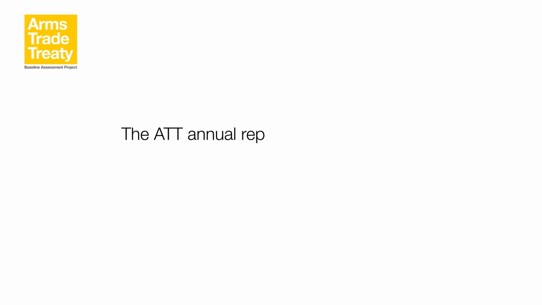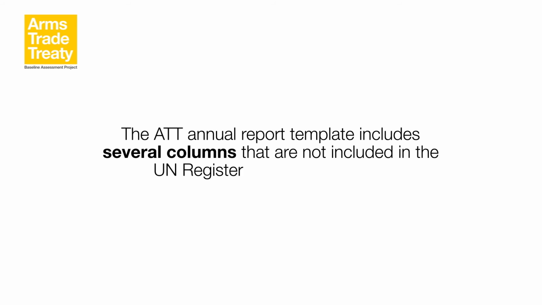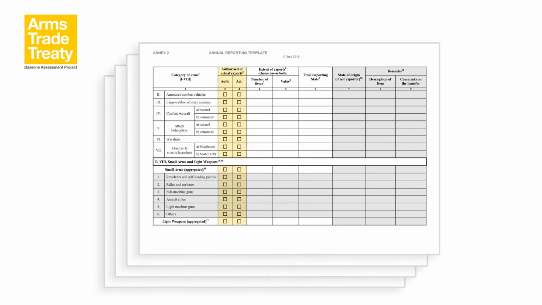Completing the reports. ATT states parties will notice that the ATT Annual Report template includes several columns that are not included in the UN Register reporting template. The ATT Annual Report template includes 2 columns not in the UN Register reporting template for states parties to indicate whether the information being provided relates to authorizations for exports or imports or actual imports and exports. These additional columns are included to reflect the fact that Article 13, Paragraph 3 provides states parties with the option of providing information on either authorizations or actual exports and imports, or to provide information on both.